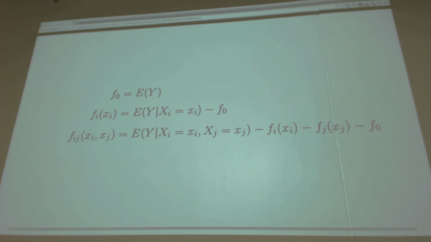Here's how we can compute this decomposition. So the constant term is just the mean value of the output. The term attributable to a single factor is the conditional expectation on that factor, normalized to 0 by the constant term. And the still higher order terms are also similar. Basically, we take the conditional expectation on that combination and we normalize it to 0 mean.